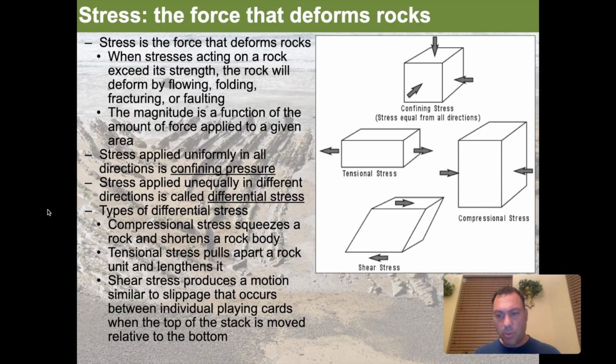And then the last one is shear stress. Shear stress produces a motion similar to slippage that occurs between individual playing cards, and I'll show you what that looks like here in a moment, when the top of the stack is moved relative to the bottom. So here we have shear stress. The top is moved in one direction, whereas the bottom is moved in a different direction. So almost like you're pushing it on the table. So that's what we mean by stress.